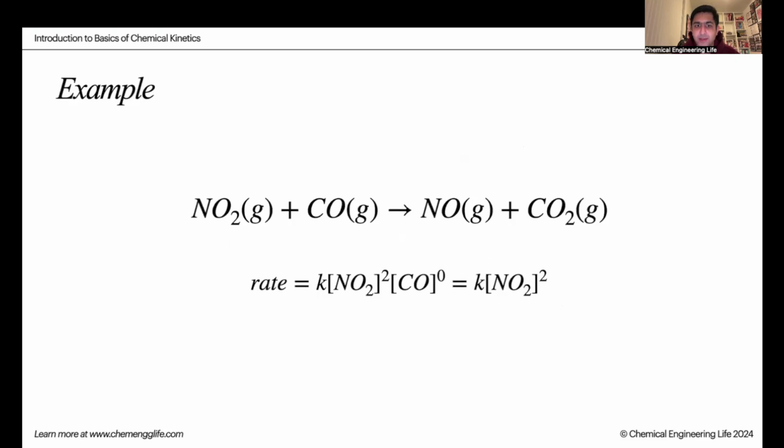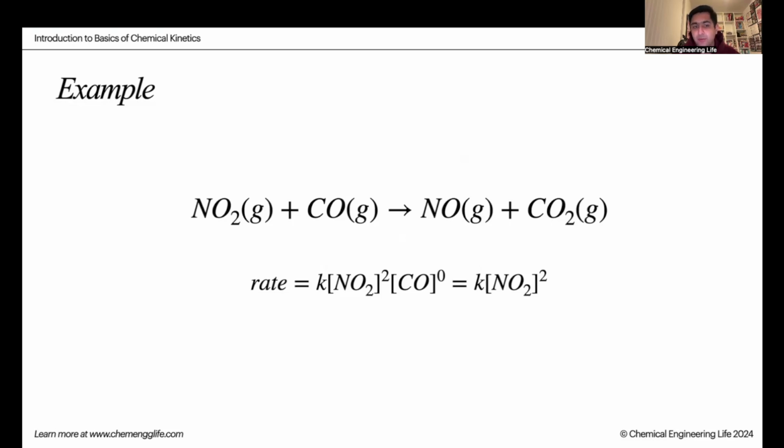For example, take the equation of nitrogen dioxide reacting with carbon monoxide to produce nitrogen oxide and carbon dioxide. The only way to figure out the order of reaction is by experimentation. Without experiments, we don't know. There is no mathematical way, no other way to figure out whether it is unimolecular, bimolecular or termolecular.